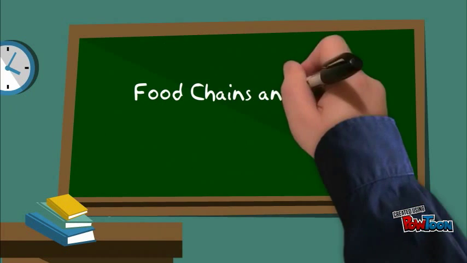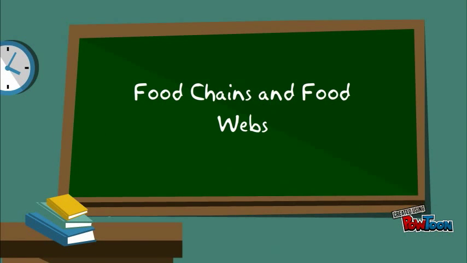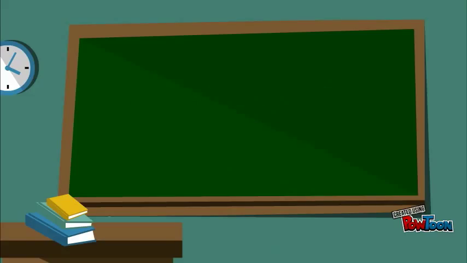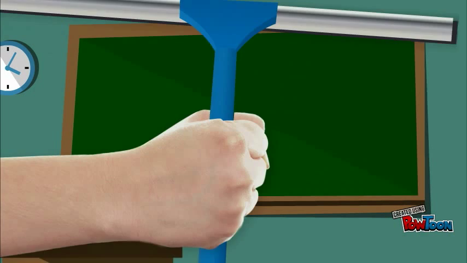We're studying community ecology. So far, we have learned about interactions between organisms and relationships between organisms. We've learned about energy transfer in ecosystems. Now we're going to study diagrams that illustrate who eats who in an ecosystem.